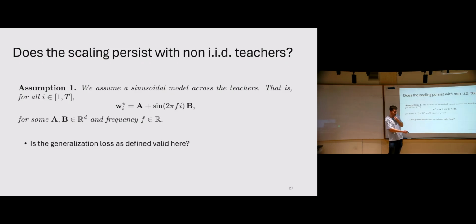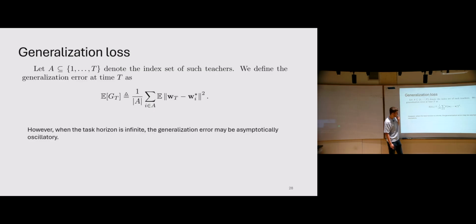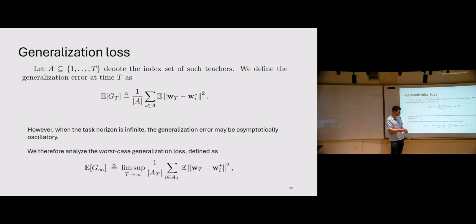First, we need to understand if the generalization loss as we defined earlier is valid here. The generalization loss as we defined earlier was averaging over all previous tasks. Would it make sense, when you consider a sinusoidal model, to take the average over all previously seen tasks? Well, the answer is no. What we do is take a subset, which are the teachers that share the same characteristics, so basically the same teachers, and take the average over only these teachers. And we find that under our assumption, the generalization loss can be asymptotically oscillatory. So we analyze the worst case generalization loss.